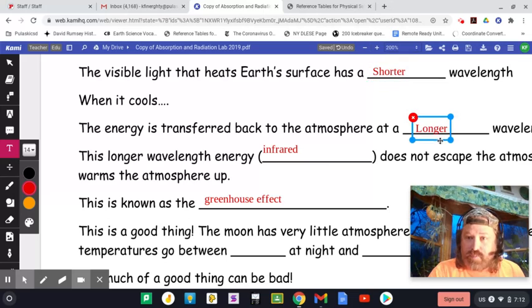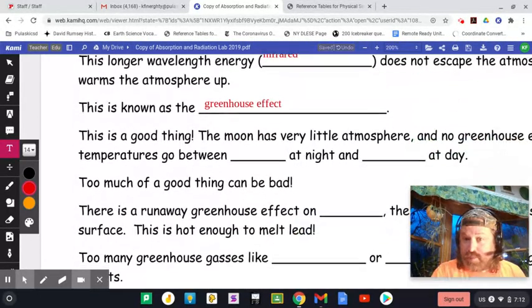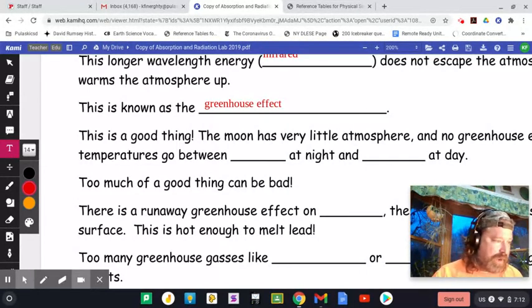So it comes in at a shorter wavelength, but when something's warm, it gives off infrared energy, which is a longer wavelength, which does not escape the glass of a greenhouse, does not escape the glass of your car in the parking lot, and does not escape our atmosphere. Our atmosphere holds on to that infrared energy a lot more efficiently than it does the shorter wavelength energy that is coming in and hitting the planet. Now, this is a good thing. We're very happy that we have a greenhouse effect because it keeps our temperatures kind of balanced.